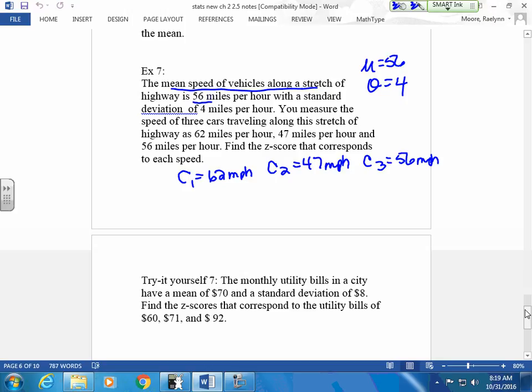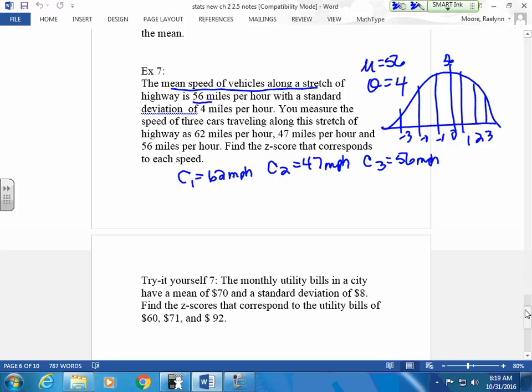So let's work this out with me, guys, because this is important. First thing I'm going to do is sketch my graph. I'm going to have you do sketches until you kind of get the hang of where everything's falling. So my mean is 56. My standard deviation is 4. 60, 64, 68, 52, 48, 44.